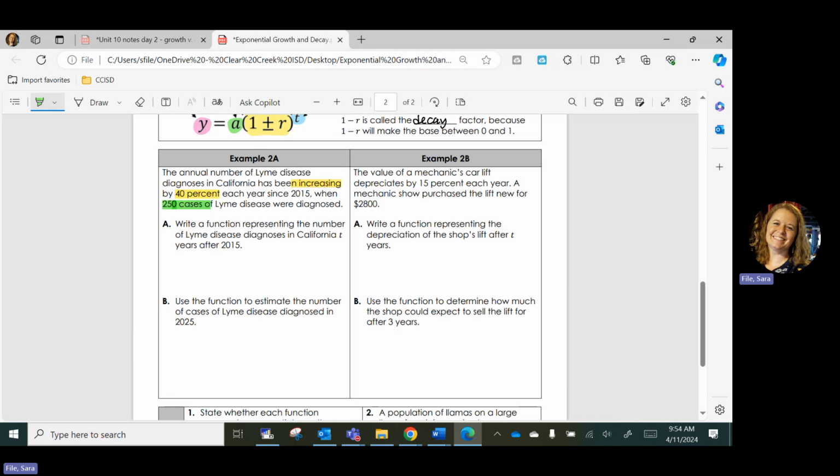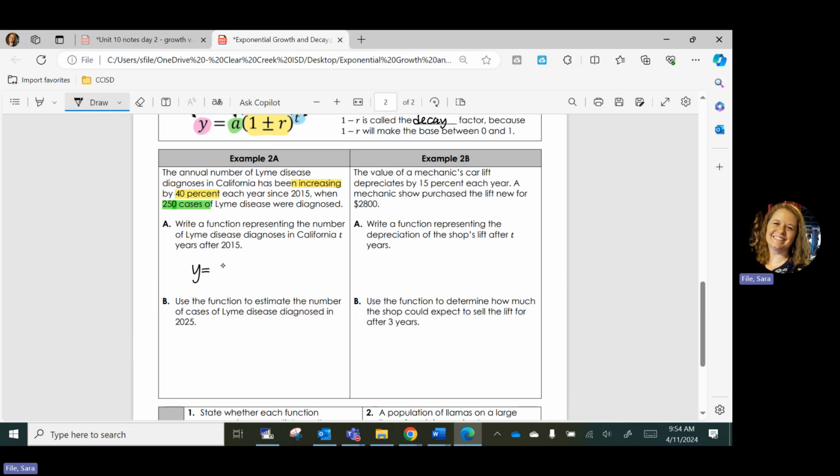It says write a function representing the number of Lyme disease diagnoses in California t years after 2015. So we're not plugging anything in for t. t is our variable. We're just going to come up with an equation that can be used to calculate if you have the year. So for instance, if it was this year, which is 2024, we would say, well, that's 9 years later, and we would plug in a 9 for t to actually calculate. But we just want to write the equation right now.